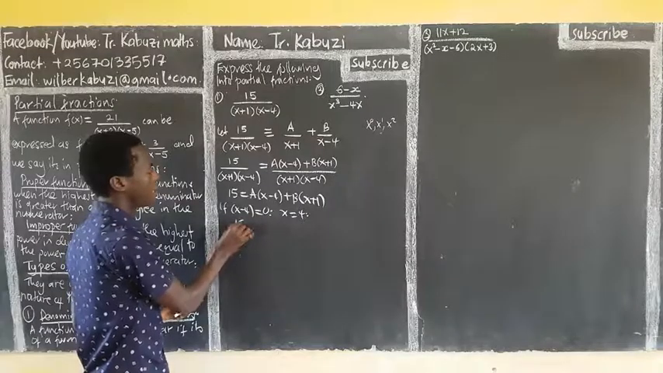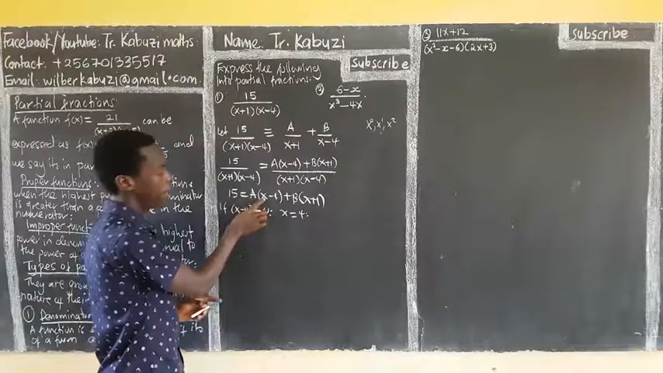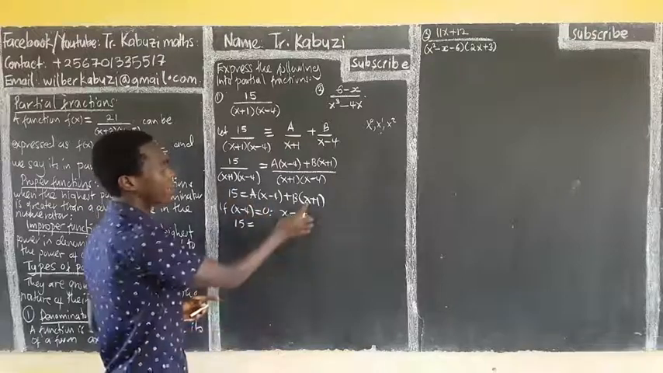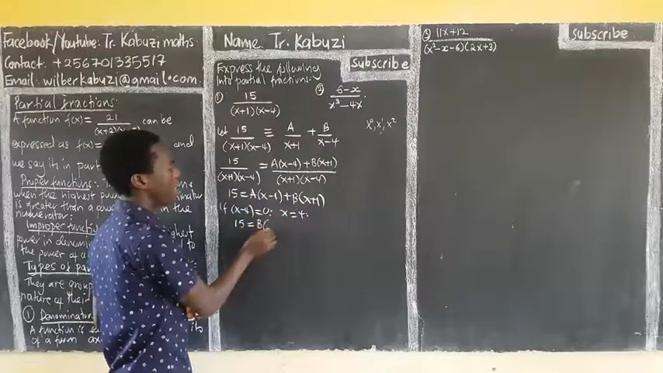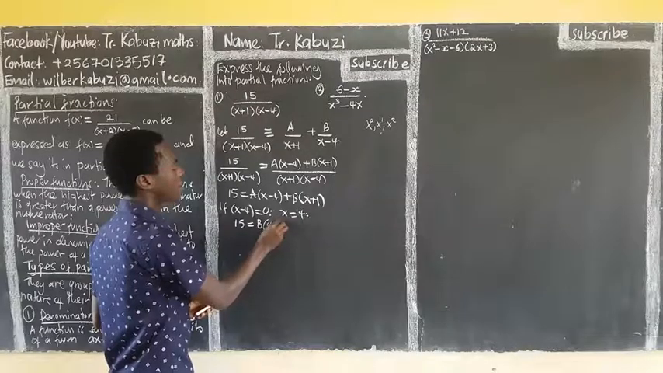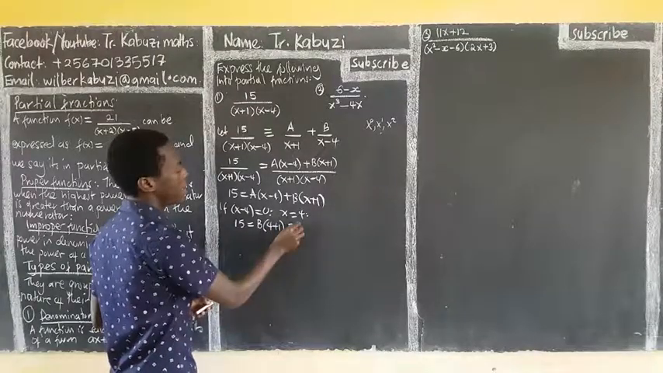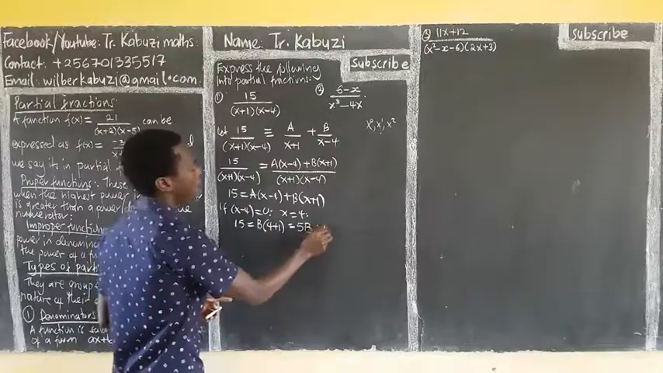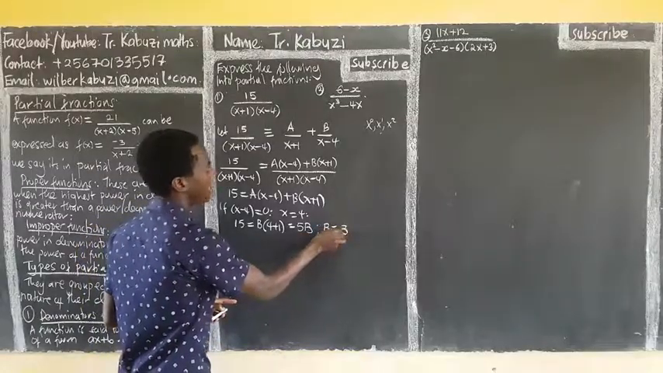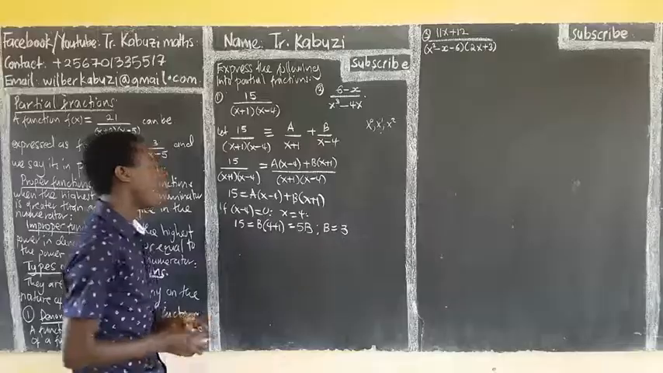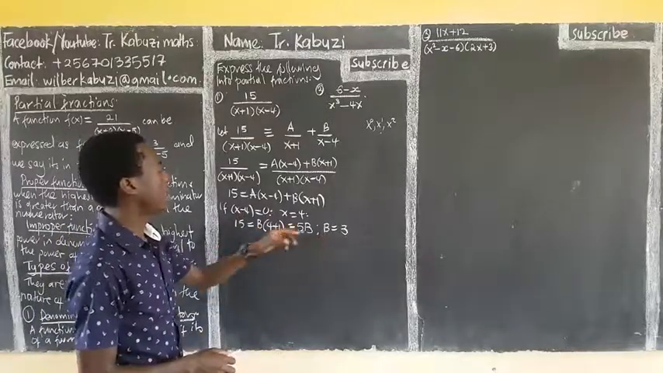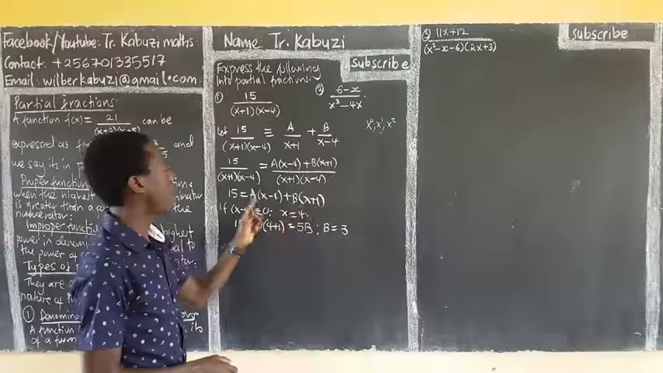So this will be 15 equal to 0, since when I put a 4 here, the whole of this is 0, so 0 times this is 0. When I put 4 here, B goes into 4 plus 1, which will give me 5B. So from here, my B is going to be 3, if we divide 15 by 5. Now, after getting B, you want to get A.